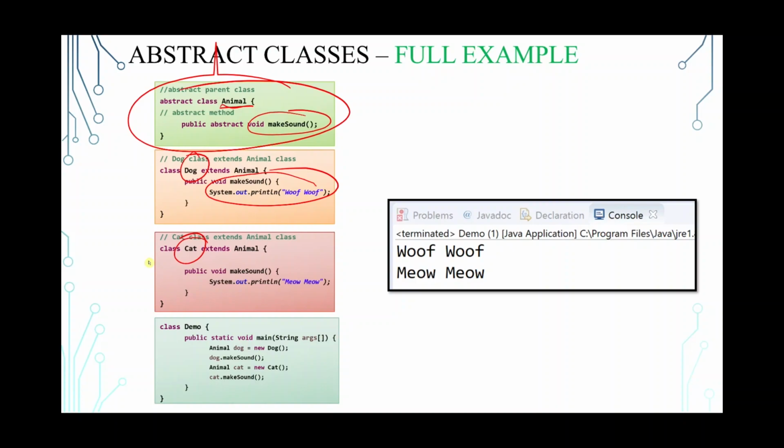So class demo in here, this is going to create a polymorphic object, dog, and dog makes sound is going to say woof woof. This is cat, and cat is moving.